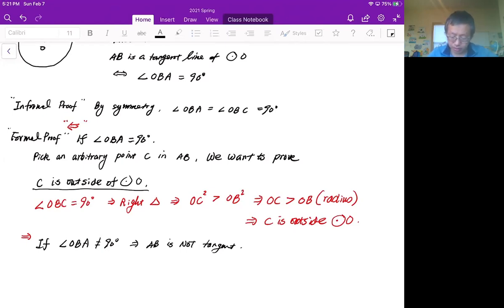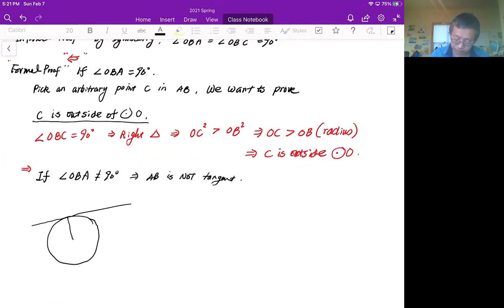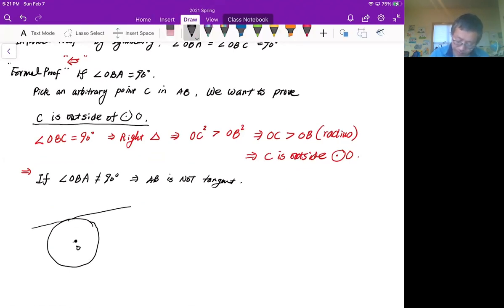Okay, so let's see. How do I finish my proof? I get a circle here, and I have something here. And suppose this angle is not 90 degrees. Well, if it's not 90 degrees, that means one angle should be bigger than 90 degrees and the other angle should be smaller than 90 degrees. So without loss of generality, let me draw the picture this way. Suppose this part is smaller, less than 90 degrees. Now I'm going to construct a right triangle.